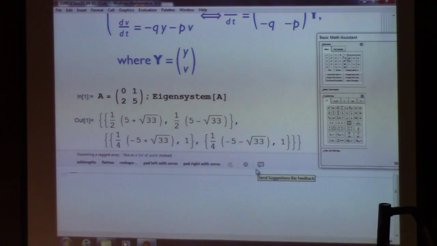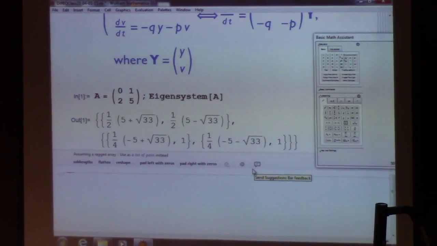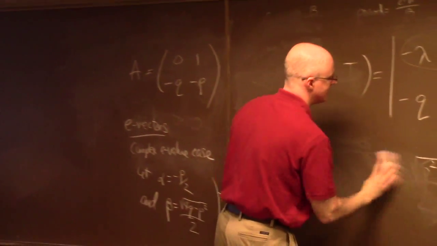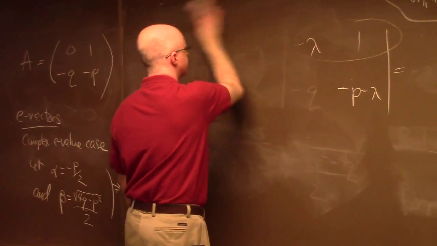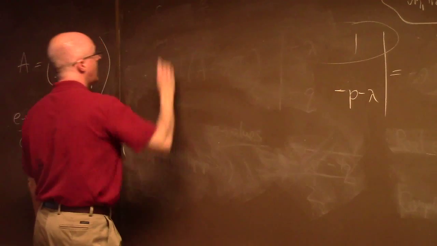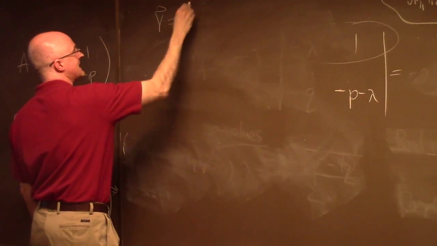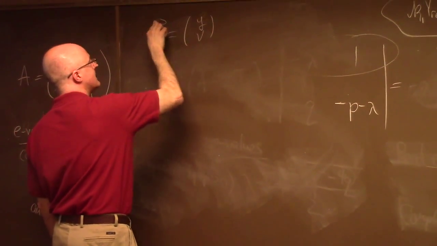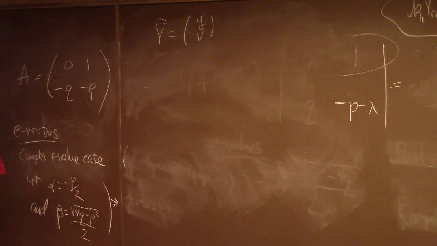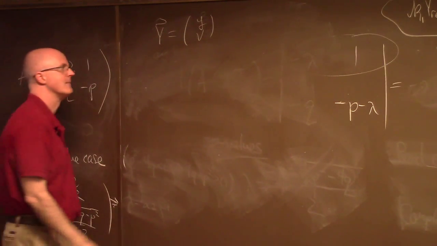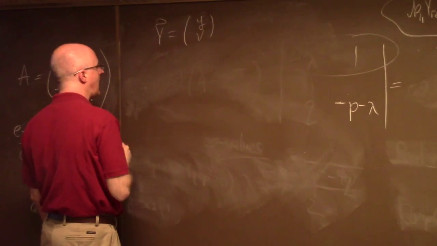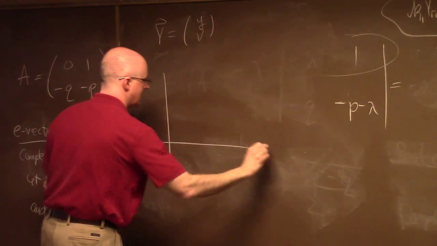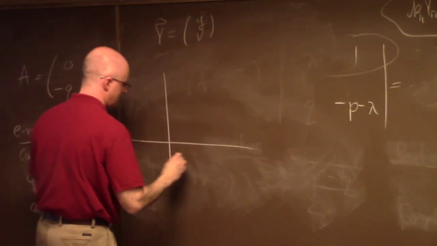Let's try to draw the phase plane. Let's do that by hand. And we'll practice more with nullclines. Careful here, capital Y is little y, little v, not little x, little y. You want to make y horizontal and v vertical in the phase plane.